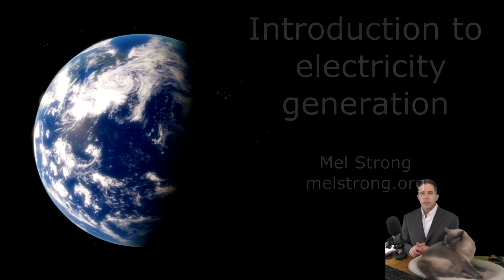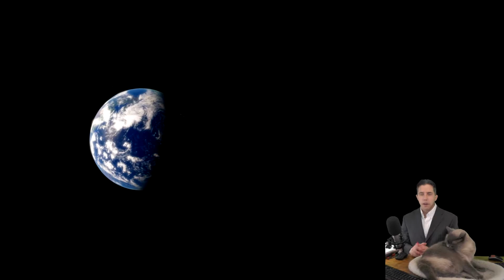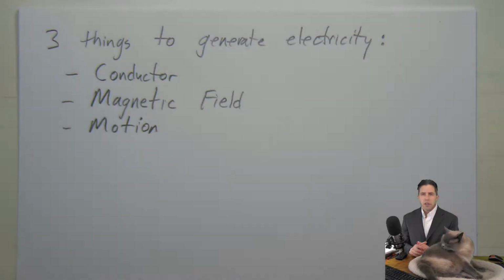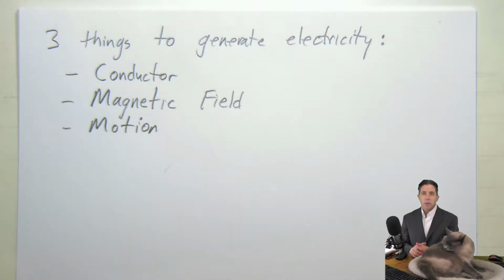Hey, this is Mel, and in this lecture, we're going to be talking about how we generate electricity with fossil fuels. In the previous unit, we've been talking about greenhouse gases, and one of the things that we said is that we actually burn more fossil fuels to generate electricity than we do for anything else, even transportation. So the number one source of CO2 emissions in the world is for generating electricity. We're going to explore how that's done.